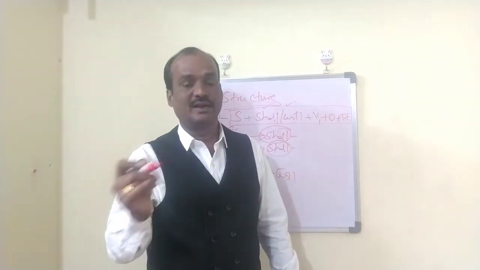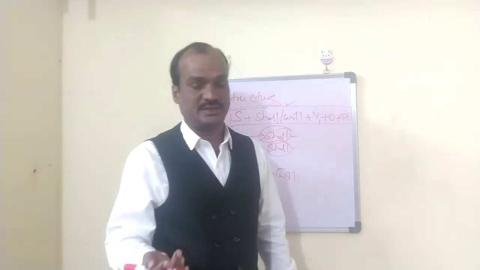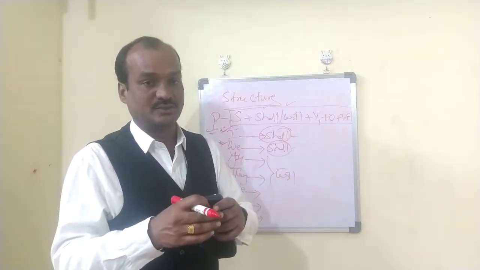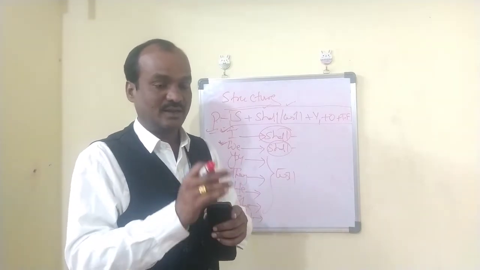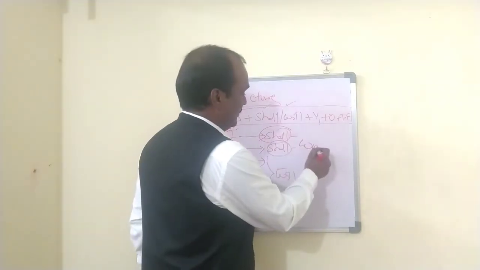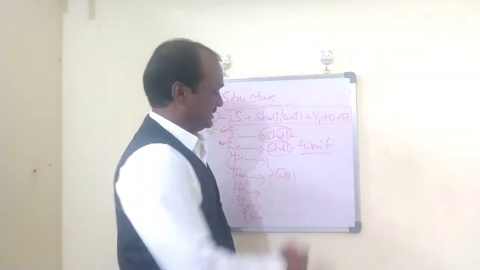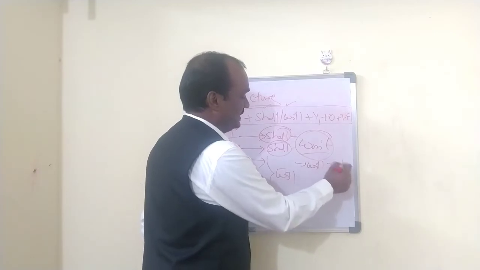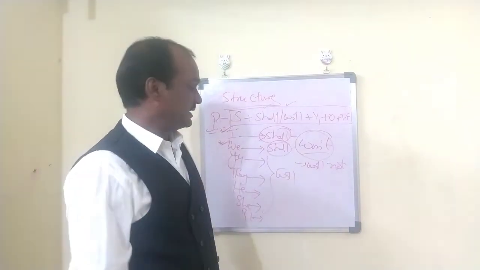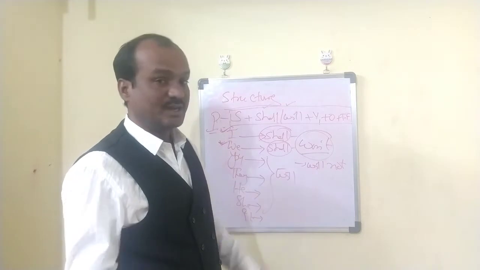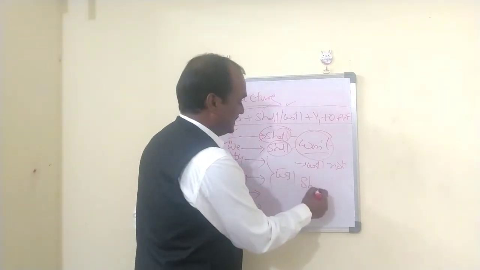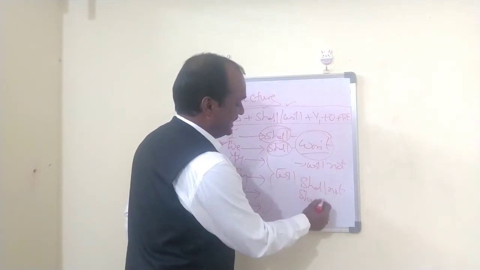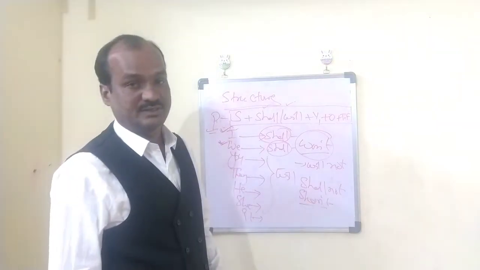So will not, the contracted form is won't. Won't is used for will not. Won't is the contracted form, and will not is the expanded form. Shall not is the expanded form, and the contracted form is shan't. I shan't go to college tomorrow.